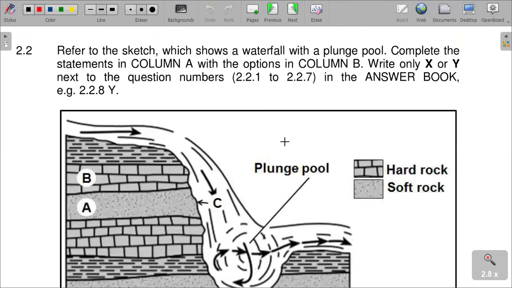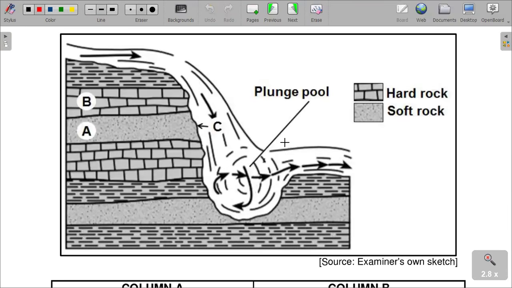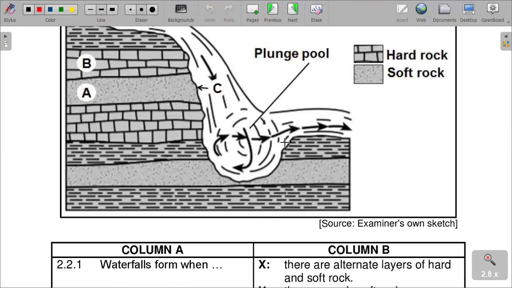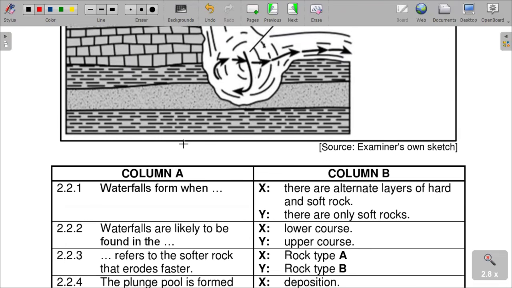Question 2.2. This is a waterfall, which you can also say is found on the upper course of a river channel. And then obviously there is a plunge pool which is formed at the base of the waterfall. This is representing hard rock, and this is representing soft rock. So let's quickly see what is happening there.